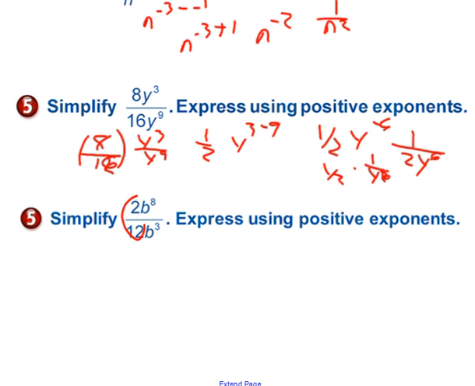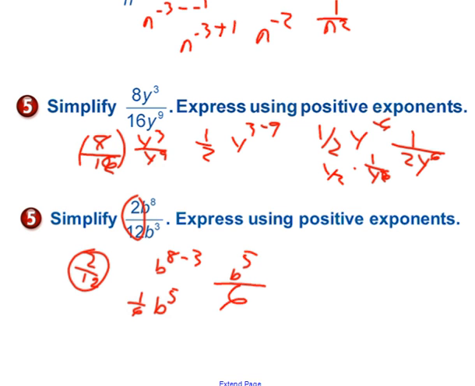Separate out the numbers. I've got 2 over 12, and I've got b to the 8th minus 3 becomes b to the 5th. 2 over 12 becomes 1/6. So I've got b to the 5 over 6.